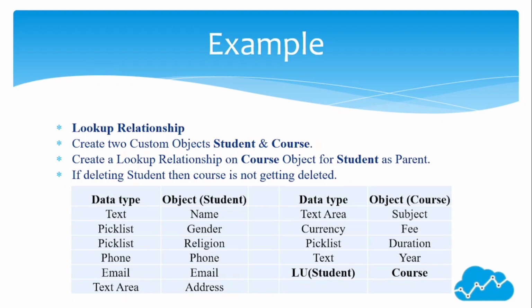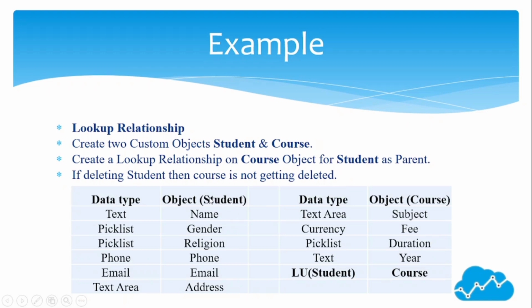Let's see an example for lookup relationship. Create two custom objects. Create a lookup relationship on the course object with student as parent. If we delete a student, the course is not deleted. But in master detail relationship, it is going to be deleted.